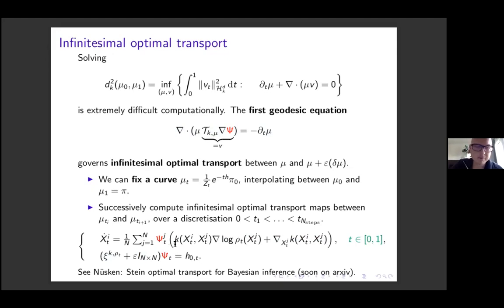Yeah, and what is interesting is that this in fact looks quite the same as the original SVGD algorithm, with the important feature that there are now the weights, and that time goes from 0 to 1, and not from 0 to infinity. Okay.